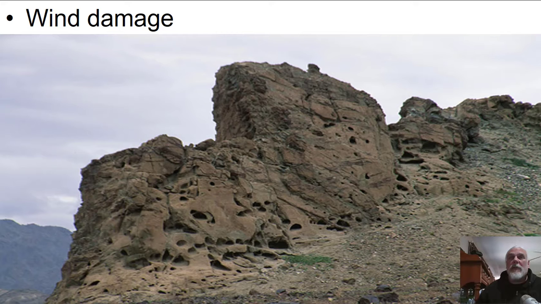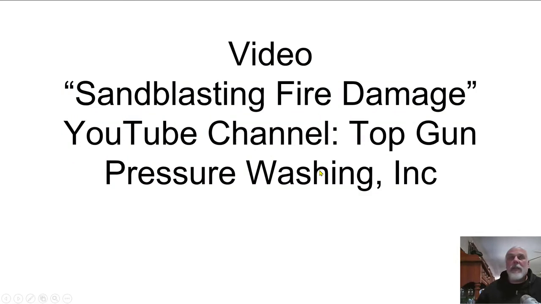Our first example is wind, and wind damage could look something like this. So what happens is, as the wind blows against the rocks, often it's going to pick up sand, and that sand is going to smack into the side of the rocks and start wearing that bigger rock away. Here's a clip showing how powerful that sand can be.